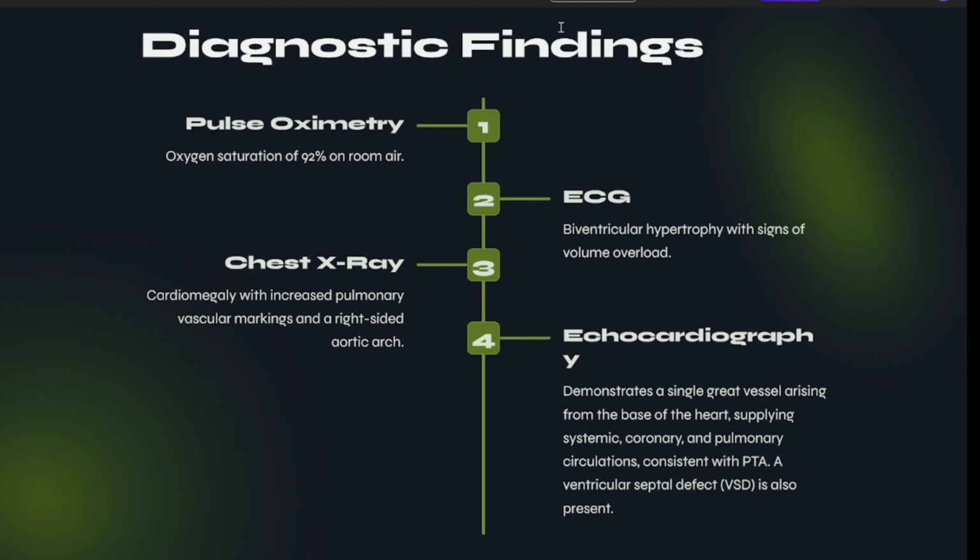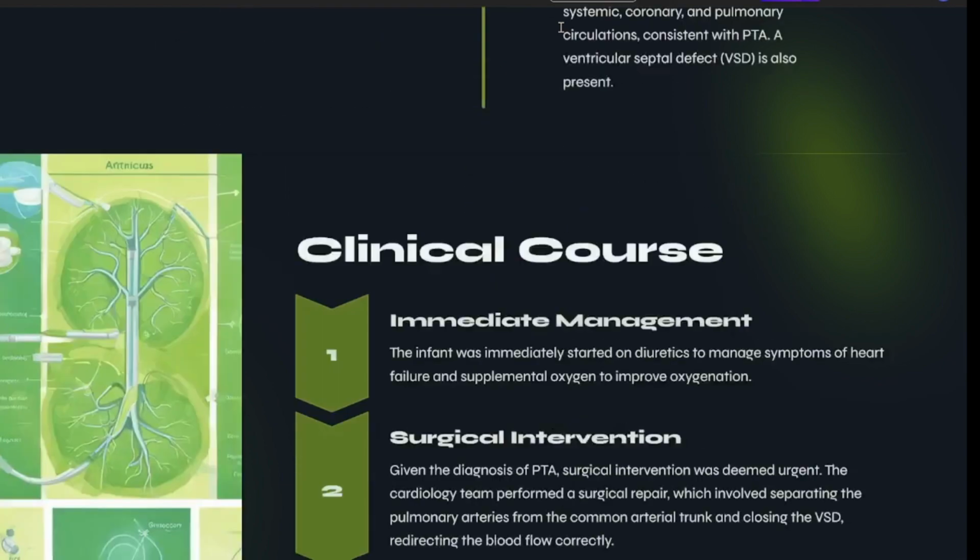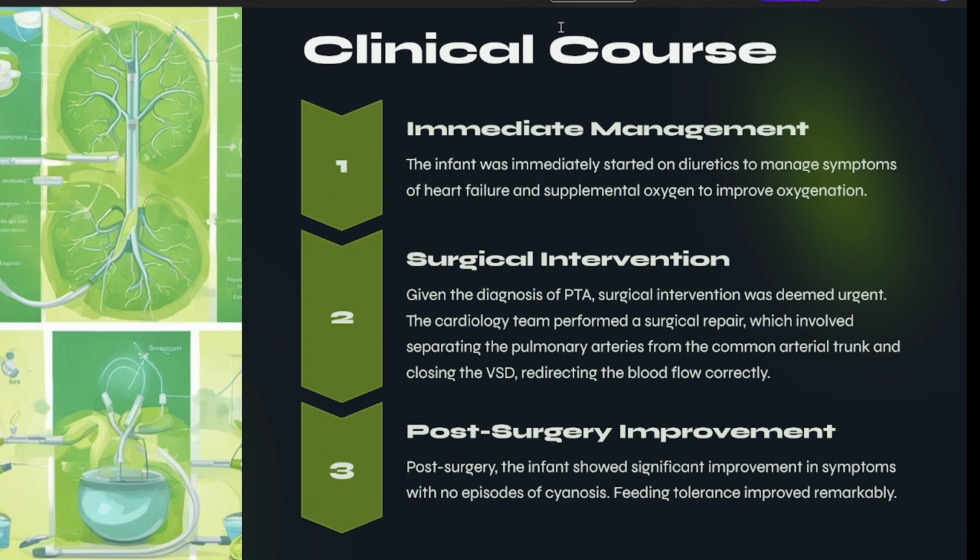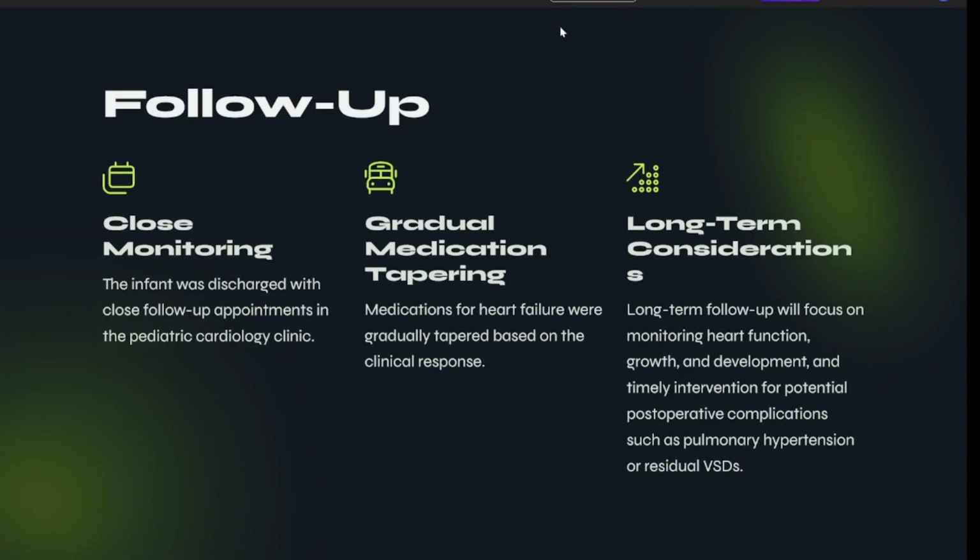Clinical course. The infant was immediately started on diuretics to manage symptoms of heart failure and supplemental oxygen to improve oxygenation. Given the diagnosis of PTA, surgical intervention was deemed urgent. The cardiology team performed a surgical repair which involved separating the pulmonary arteries from the common arterial trunk and closing the VSD, redirecting the blood flow correctly.